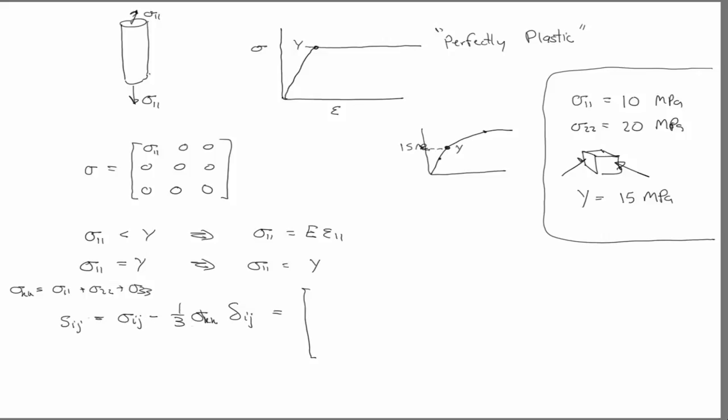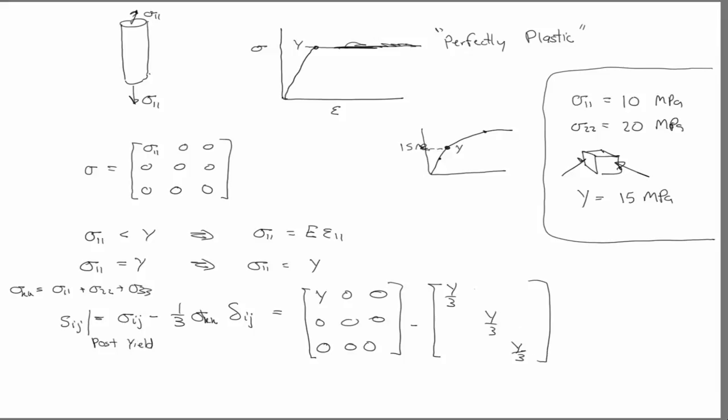I'm going to write this down evaluated post-yield, so we're somewhere on the curve up here. That is Y, 0, 0, 0, 0, 0, 0, 0, 0, minus Y over 3, Y over 3, Y over 3. So our deviatoric stress tensor is equal to 2/3 Y, 0, 0, 0, minus 1/3 Y, 0, 0, 0, minus 1/3 Y.